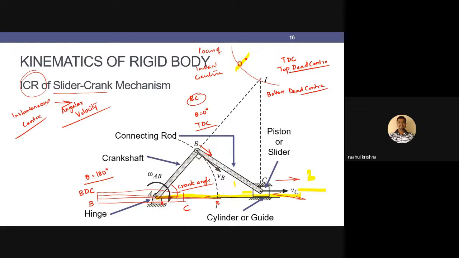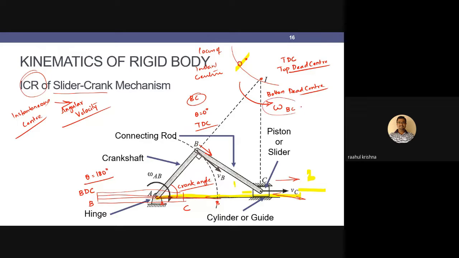So about the I, if I want to represent angular velocity, what will be the direction? Will it be clockwise or anti-clockwise? Anti-clockwise. It has to be anti-clockwise, right? So this will be omega BC. So I have I here. Then I have to find out omega BC.